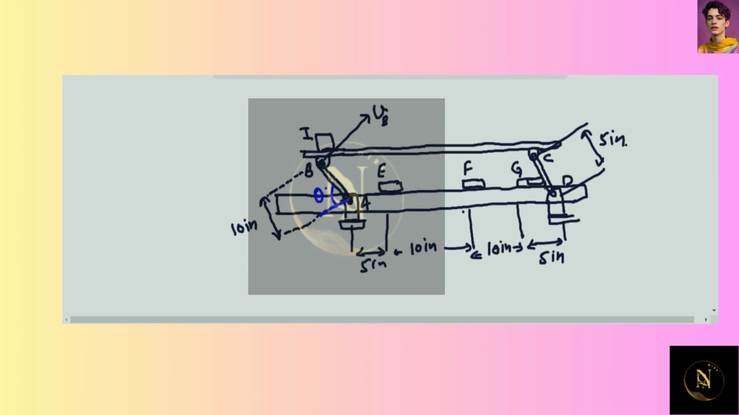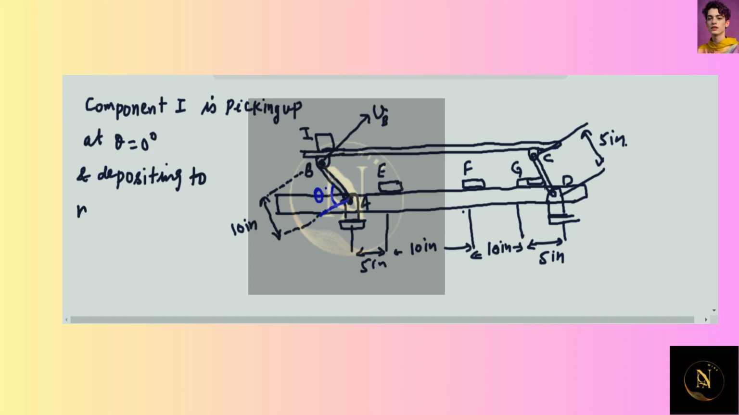Hello friends, here it is given a parallel link mechanism ABCD is used to transport a component I between manufacturing process at stations E, F and G. Picking it up, component I is picking up at angle 0 degree and depositing to the next station at 180 degree.